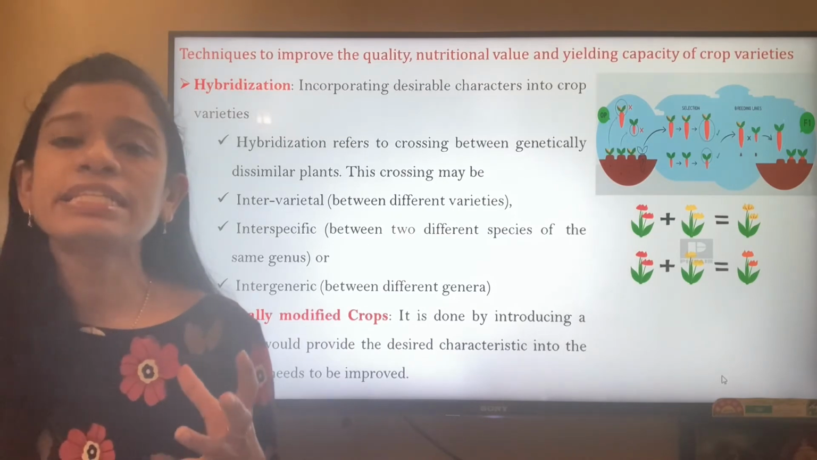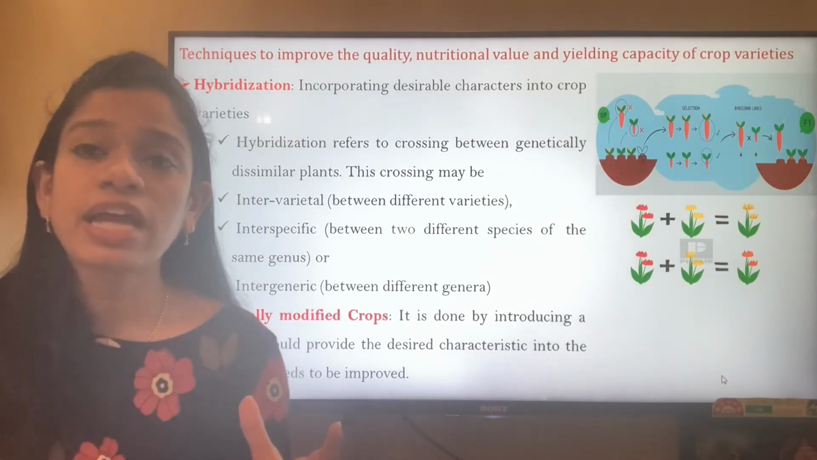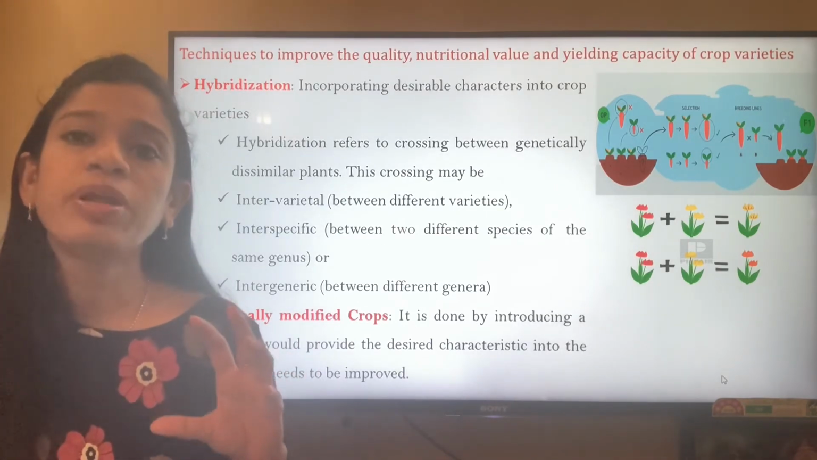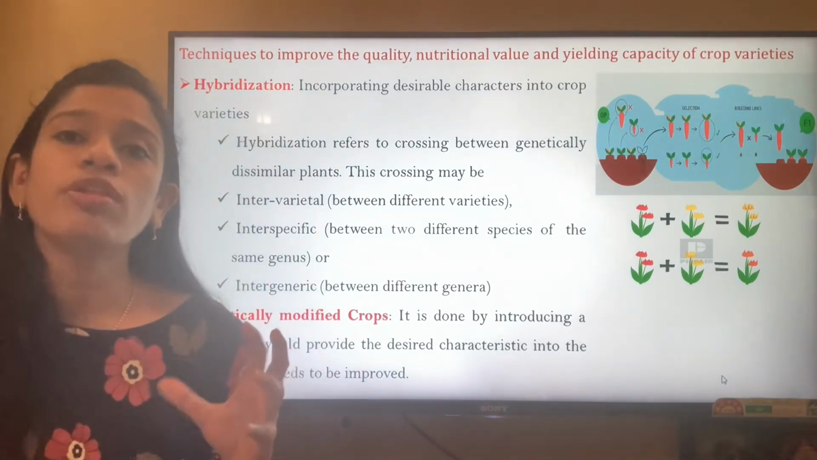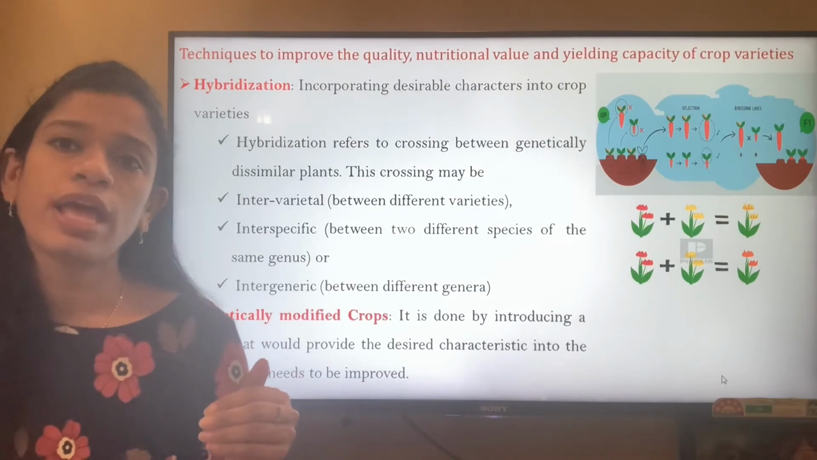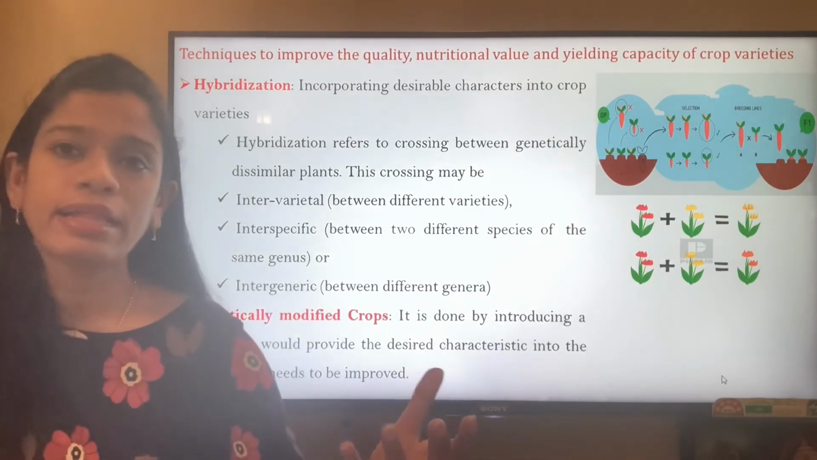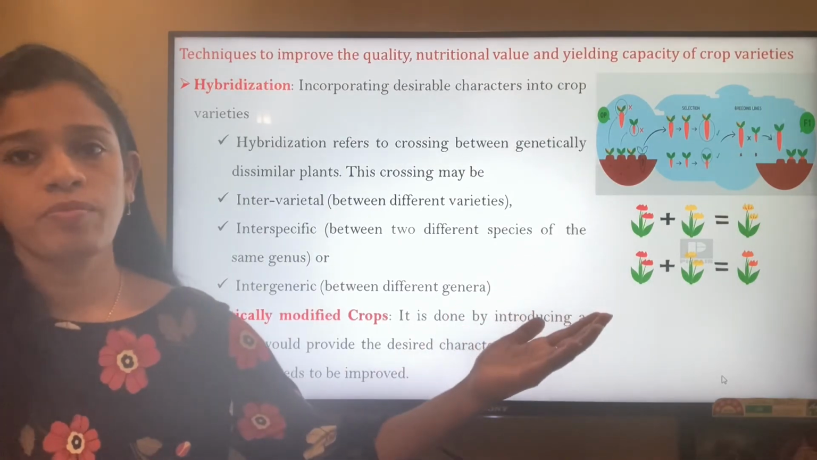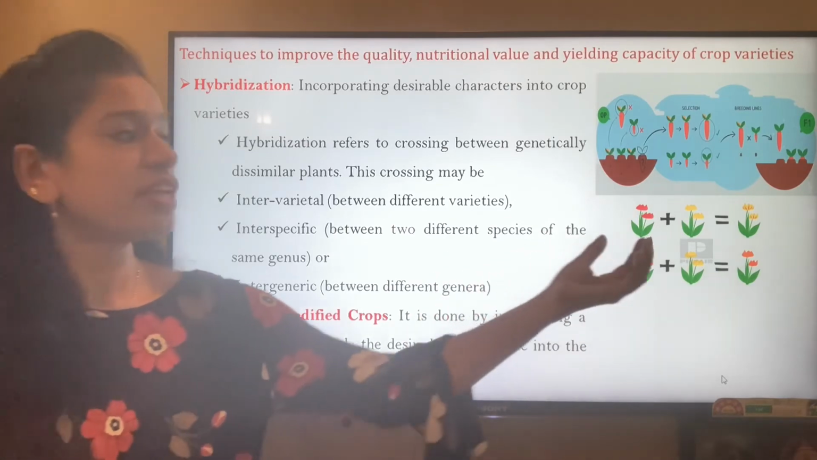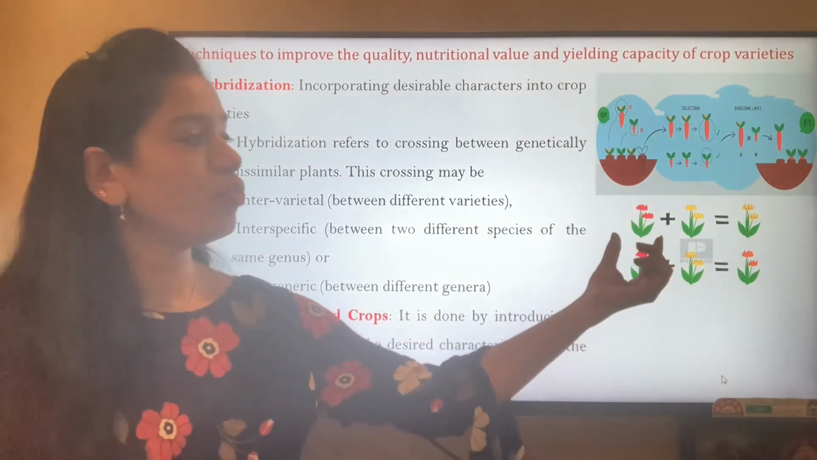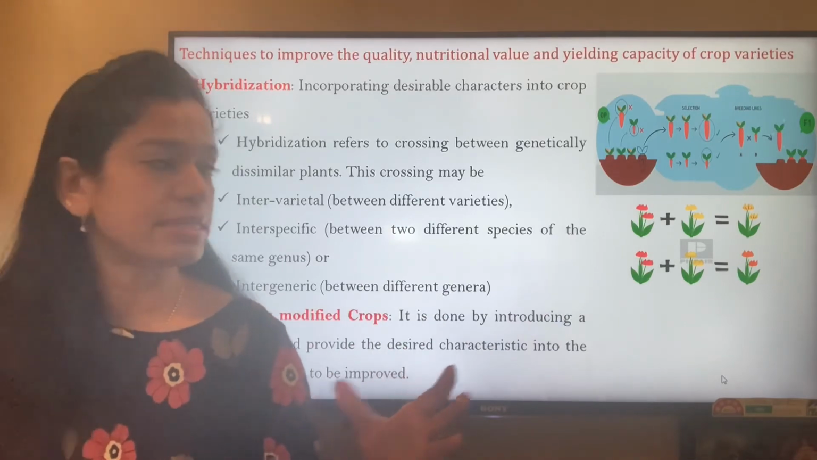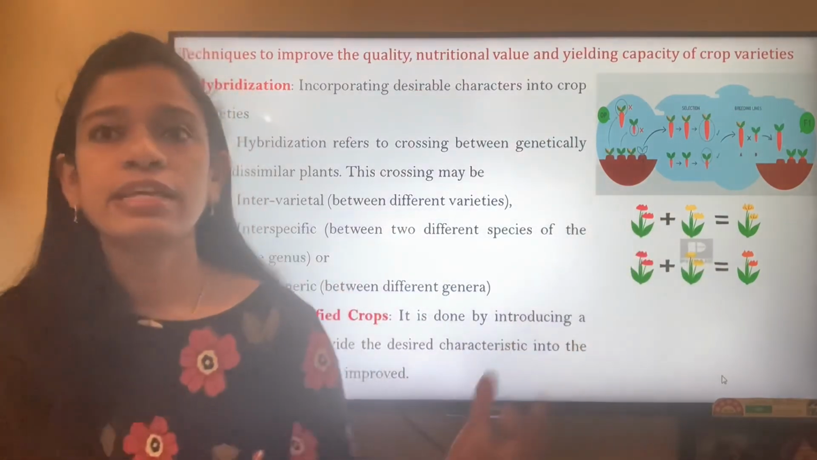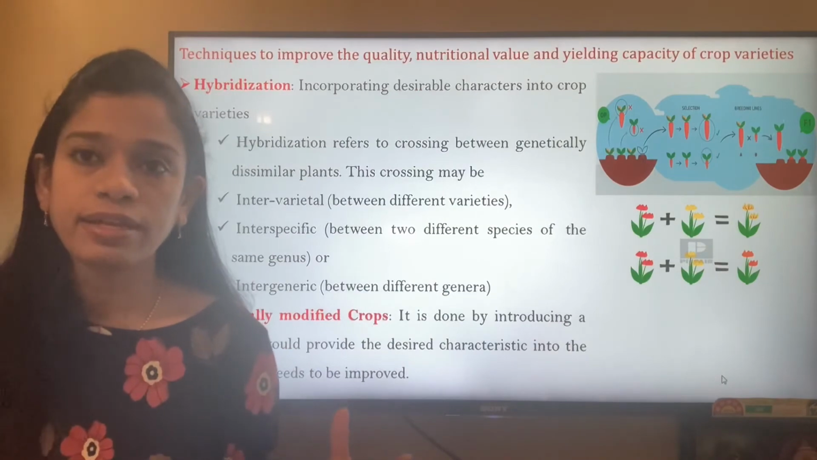So this is what hybridization brings about. It brings about a new type. That new type will be looking for a better one than both of them. So supposedly, this plant we know is disease resistant for a particular disease, and we know this plant gives very much higher yield.